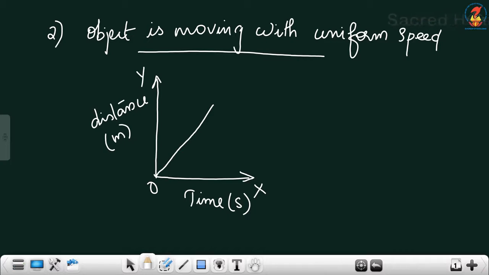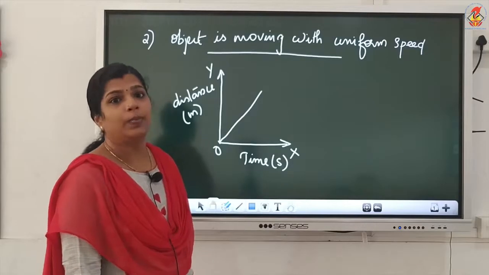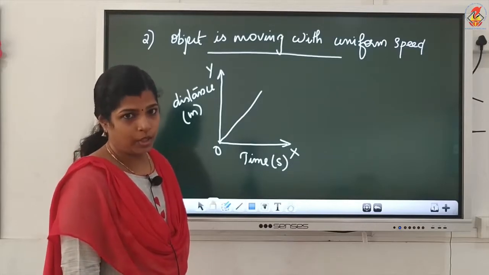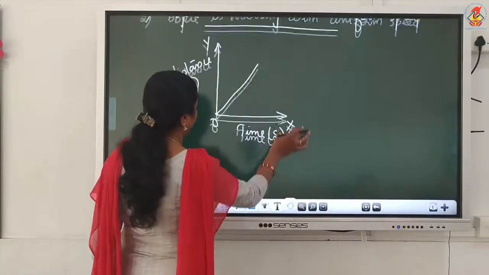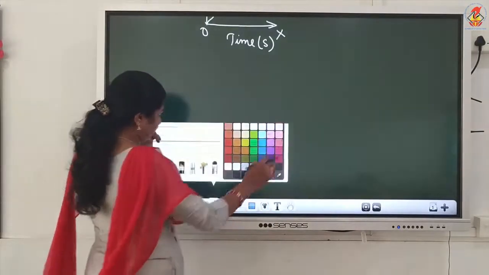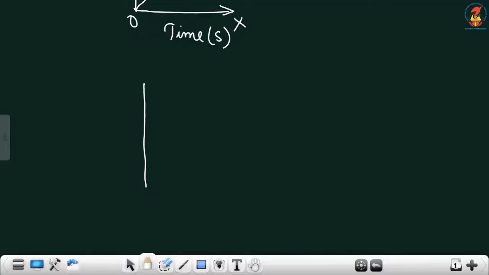From this graph, we can find the speed of the moving object. Actually, we need to take the slope of this graph. The slope of this graph will be equal to the speed of the moving object. Now, I will tell you how to take the slope from this graph. I will again draw the same graph here.